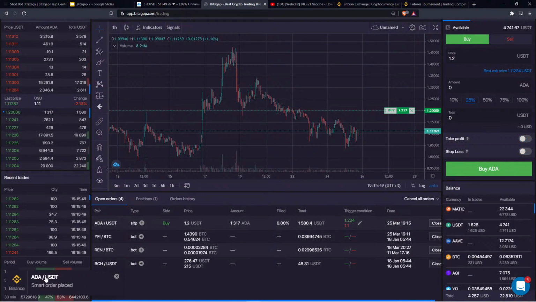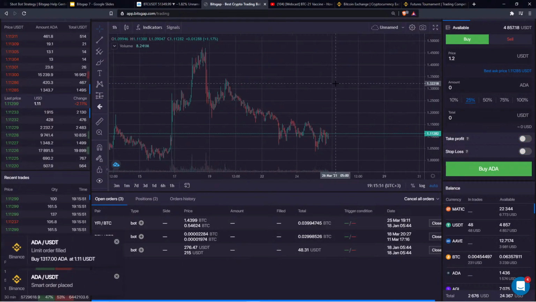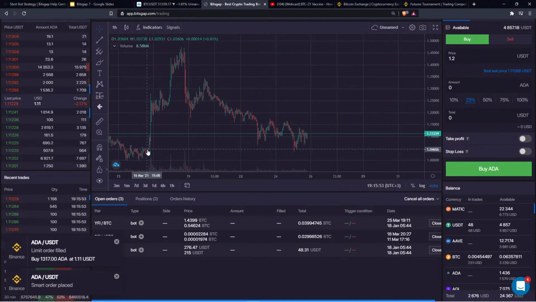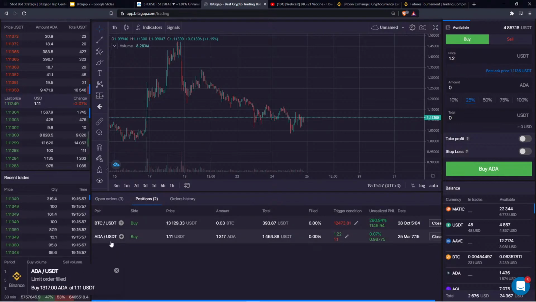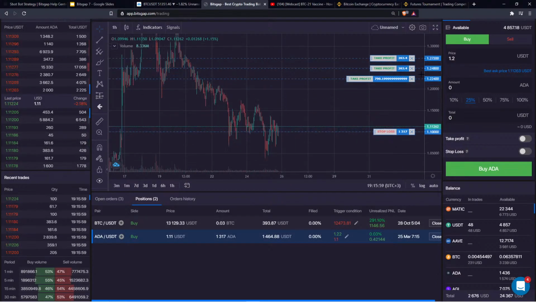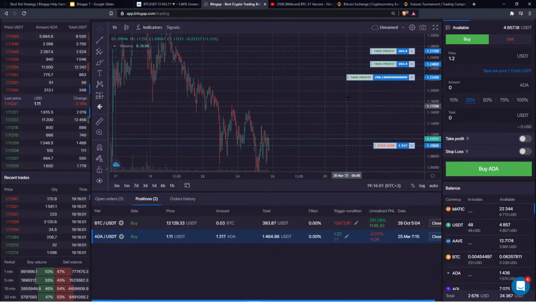Yeah, so here we go. You see the smart order placed. Now I see on the chart it's been executed. So now you see its active position over here. You see all my take profits right on the chart where I set them exactly.